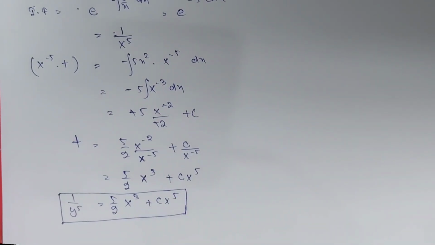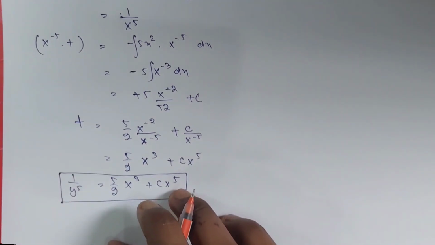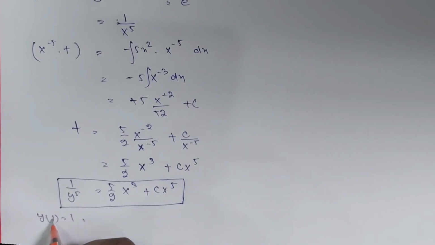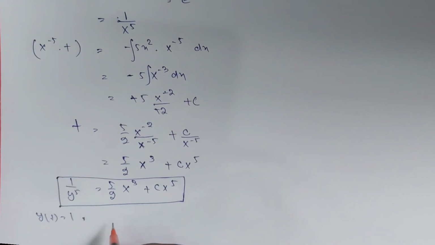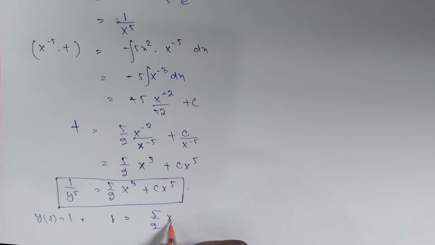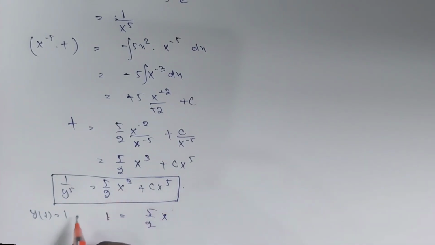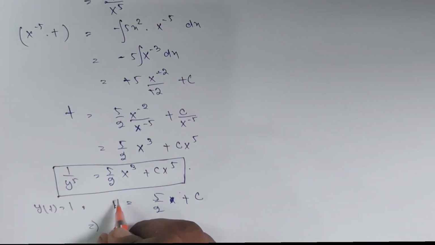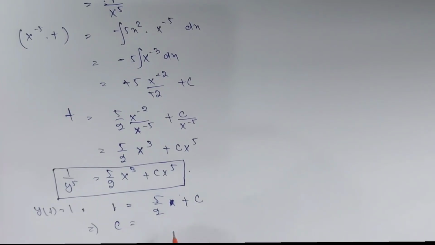This differential equation is not in linear form, but we can convert it into a linear form and then solve it. There is also a boundary condition given that y(1) equals 1. It means that when x equals 1, then y equals 1. So putting this in the equation, we get 1 equals 5/2 times 1 cube plus c, so c equals 1 minus 5/2, which is nothing but minus 3/2.